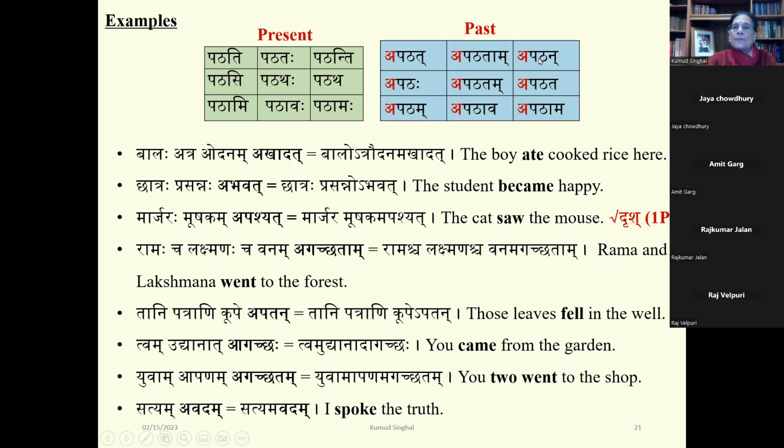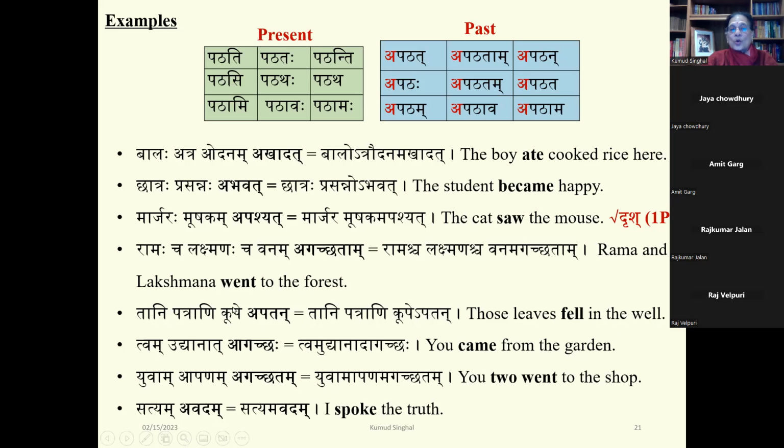Now we'll give an example of the plural. Tani patrani kupe apatan. Pat dhatu. So apatan, this is a plural. So patrani, this is a neuter, those leaves. Tani, this is a noun which is acting as an adjective. Those leaves. Patrani kupe apatan. So those leaves fell in the well.